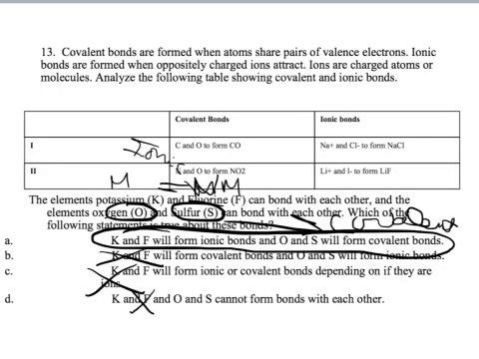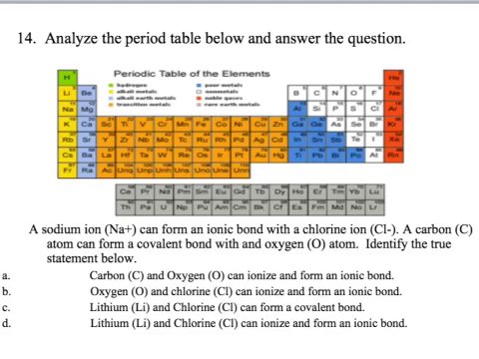Analyze the periodic table below and answer the question. A sodium ion can form an ionic bond with chlorine. A carbon atom can form a covalent bond with an oxygen atom. Identify the true statement. Carbon is a nonmetal, oxygen is a nonmetal. It is a covalent bond, right? So, carbon and oxygen can ionize to form an ionic bond. No, that's not true. They're going to form a covalent. Oxygen and chlorine can ionize and form an ionic bond. They're not going to do that, because those are two nonmetals.